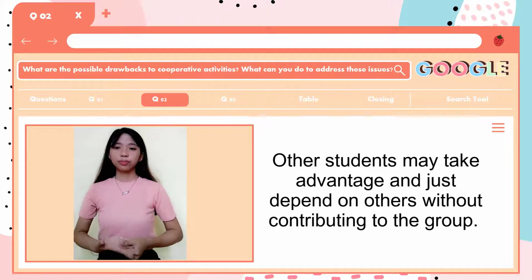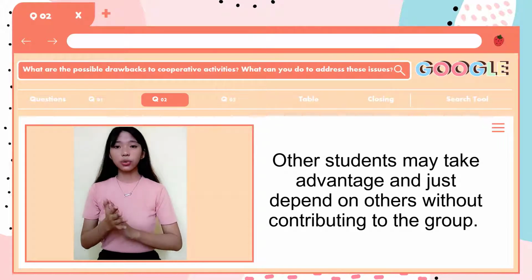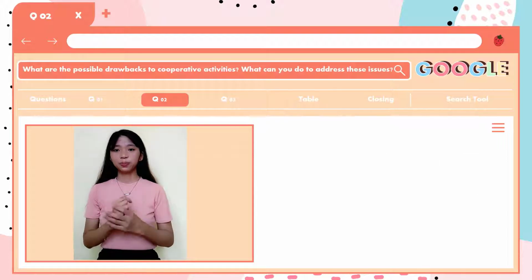2. Other students may take advantage and just depend on others without contributing to the group. So for this one, I will make sure that there will be an individual accountability to avoid yung mga sinasabi nating asa na sa grupo. Like on the previous one, kanina sinabi ko, I will try my best to observe who among the group mates or members is actively participating at hindi mga onlookers lamang sa grupo.